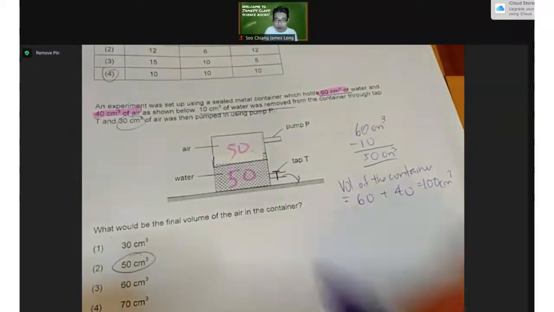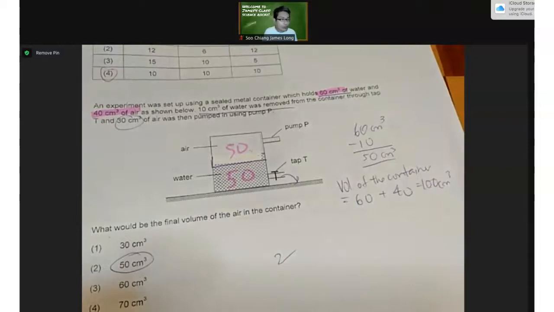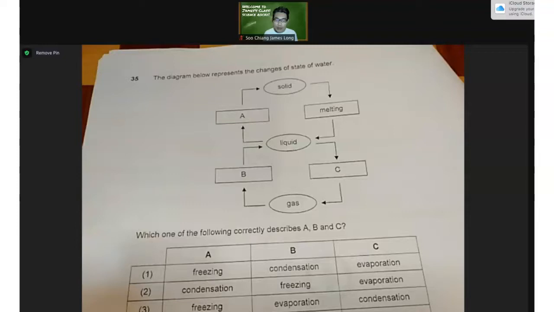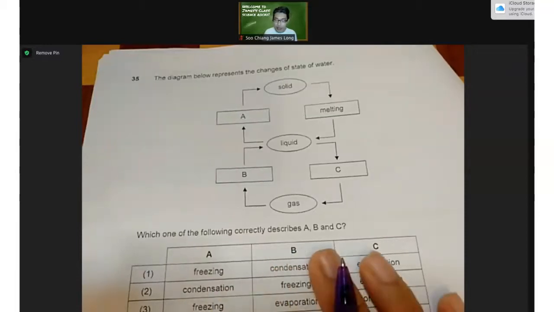Now let's go to the next question, which is question 35. For this question, we are looking at changes of state of water. So water goes through different stages from, let's say, ice, solid, gains heat, it melts and goes into liquid state. Liquid state gains heat, then it evaporates into gas. Or you heat it high enough to the boiling point, it can boil into a gas. So which of the following describes A, B, C correctly?